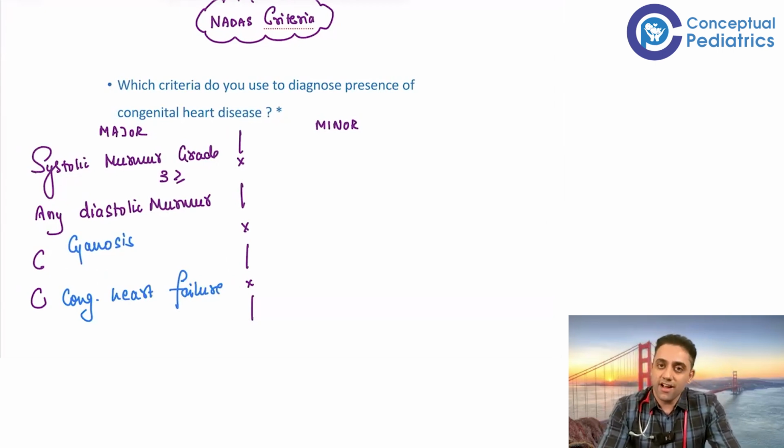I'll repeat again, the Nadas criteria is divided into major and minor. In major criteria, we have systolic murmur grade 3 or more, any diastolic murmur, or C for cyanosis if the patient has, or C for congestive heart failure.